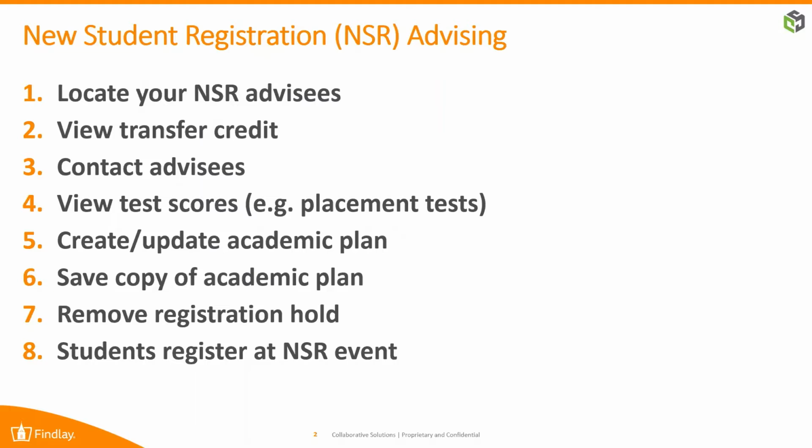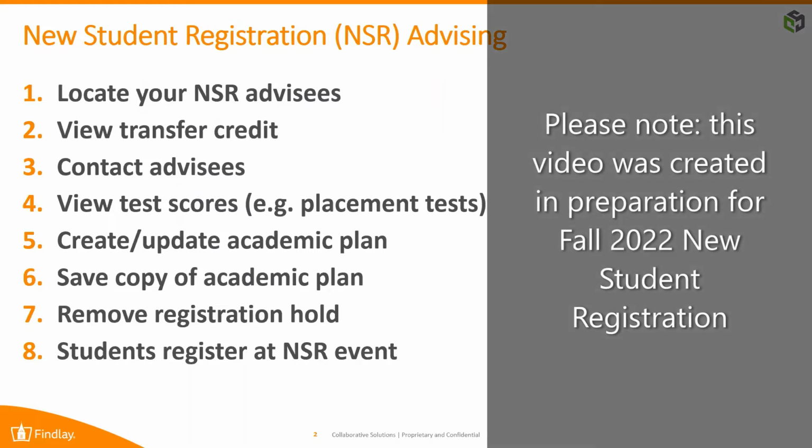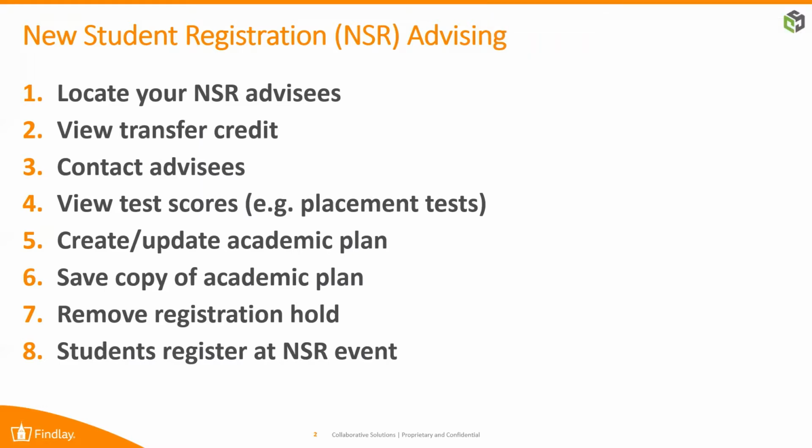your new student registration advisees in Workday, viewing their transfer credit, which may include transfer credit earned at another institution or credit earned through test scores like advanced placement, contacting your advisees, viewing test scores, specifically placement test scores in the areas of chemistry, math, and English, creating and/or updating their academic plan, saving a copy of that academic plan, removing their registration hold, and finally the student will register at the new student registration event.